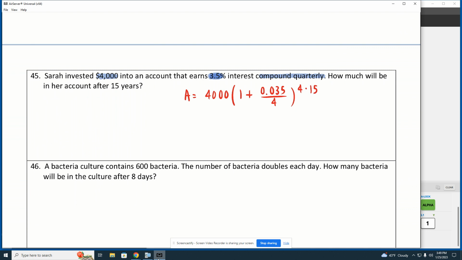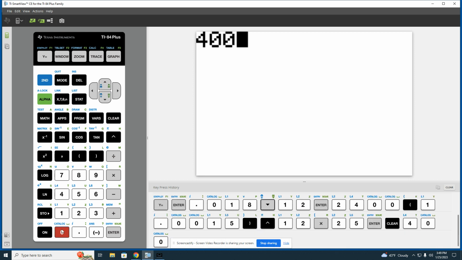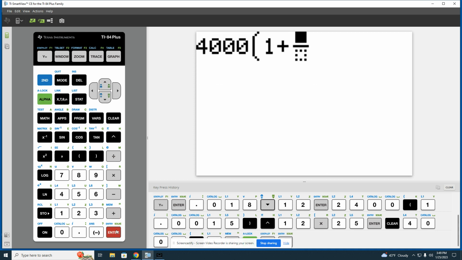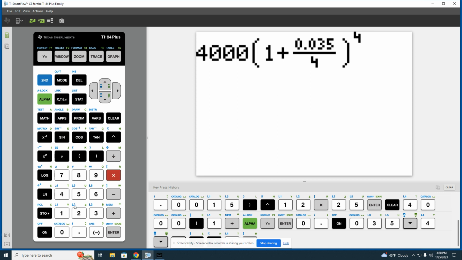See, I didn't have to write the equation, so I'm just going to plug all this stuff directly into my calculator, into the formula. So here we go. Let me clear all this out. I got 4,000, open parenthesis, 1 plus 0.035 over 4, and then all of that was raised to the 4 times 15 power.